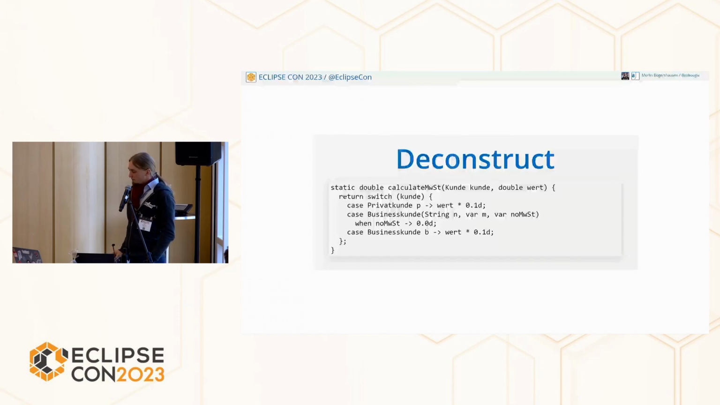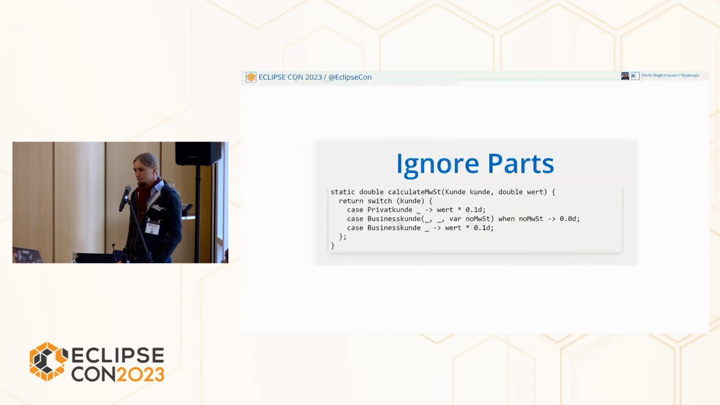So we have again a small problem here. We focus now more on the data, but we have a lot of variables here. They are not used, like in the Privatkunde above, the string and the two other variables. We only use the Boolean expression. Let's ignore them. Just ignore them with the underscore.